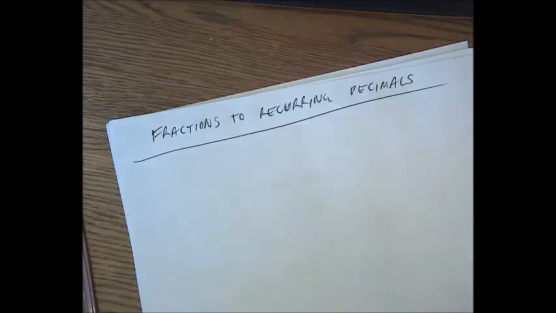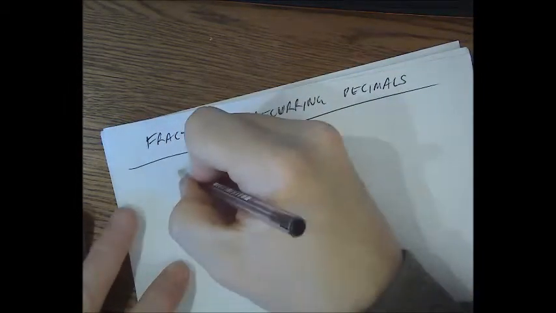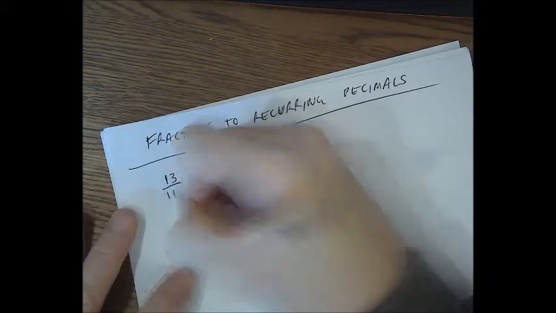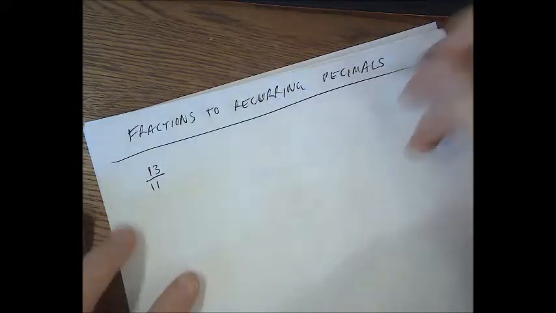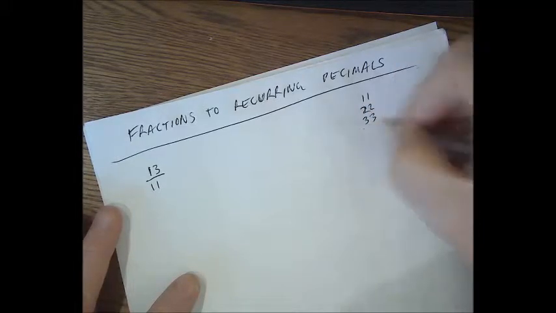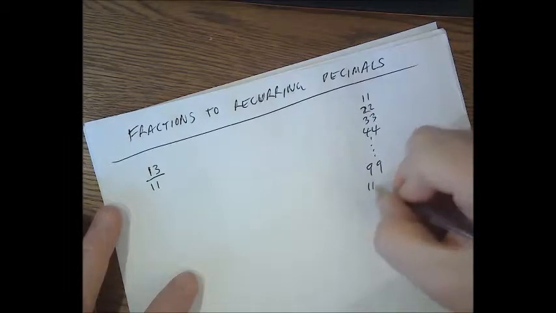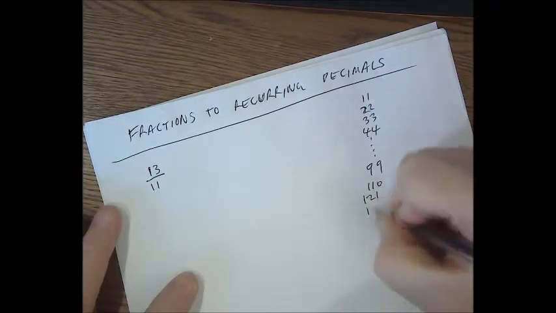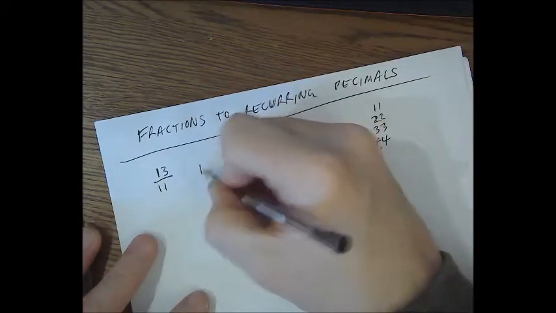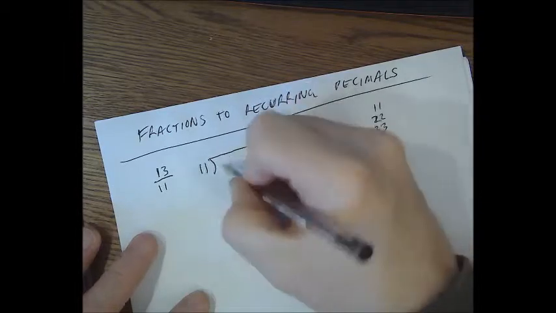Okay, fractions to recurring decimals. So, for example, in 13 over 11. Don't be afraid to write out your times tables, etc. etc. Because you're going to need them. So we're now going to do 13 divided by 11.